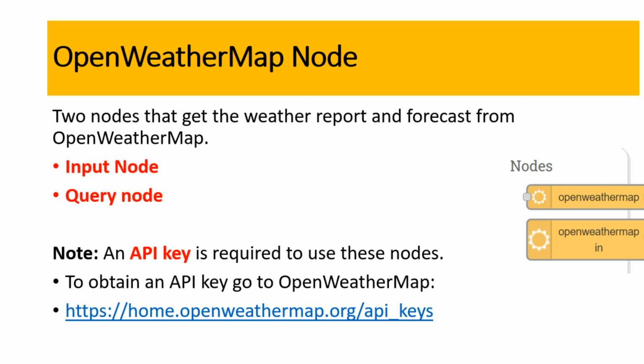Here we are going to get this API key from openweathermap.org. You can surf this page and generate the API key. Then you are supposed to provide this API key in order to activate the input node and the query node. Both the input node and query node depend on this API key.